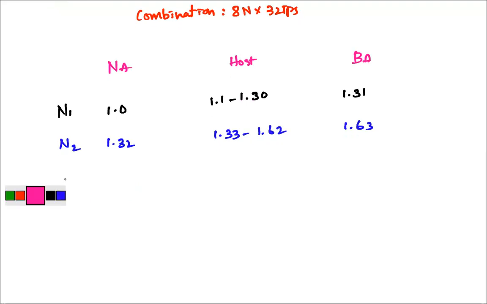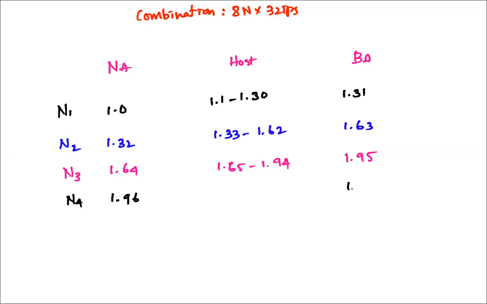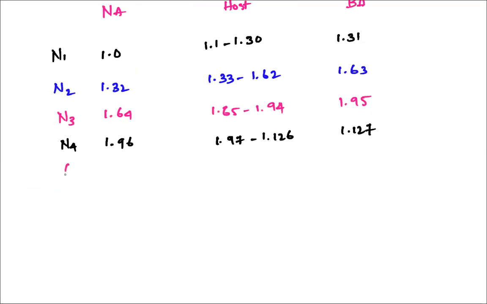So next, network number three, 1.64 to 1.95. That's the next 32 IPs. 1.65 to 1.94. Okay, good. Next is again network number four, 1.96 to 1.127. Okay, that is the next 32 IPs. 1.97 to 1.126. Okay.